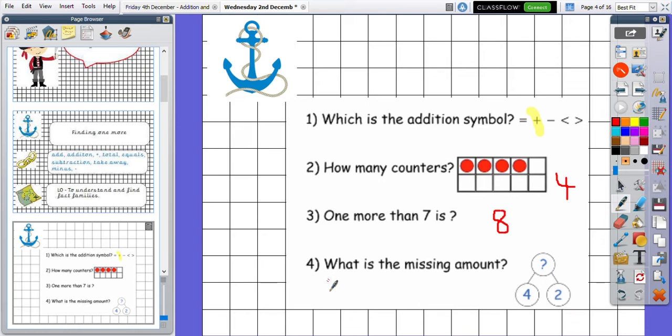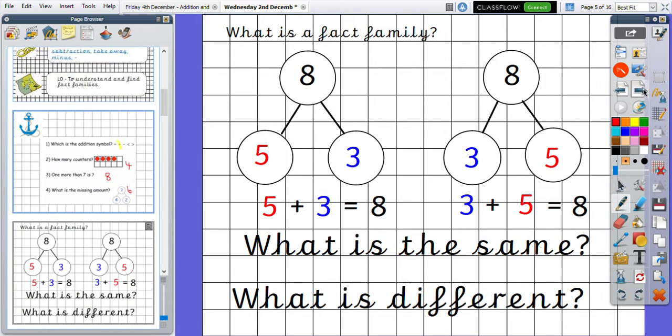Okay, and finally, what is the missing number? And we should know that our two parts, 4 add 2 equals 6. So my missing number is going to be 6. Now, do not worry if we struggled on question number 4, because we haven't really done many of those questions before. This kind of work will be coming up later in the week, so don't panic if you found that a bit tricky.